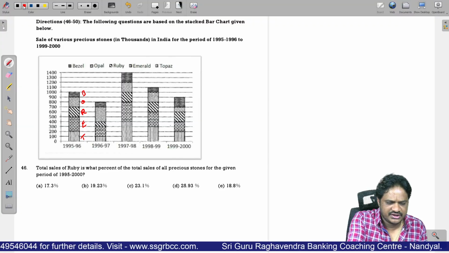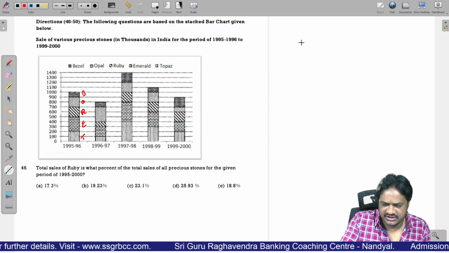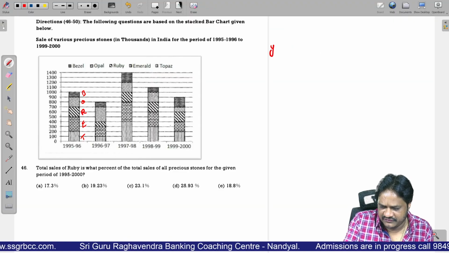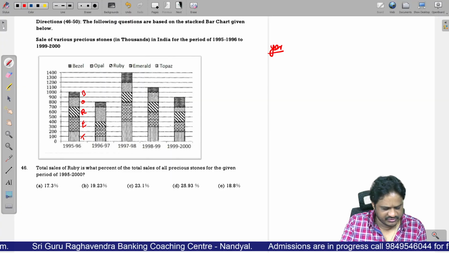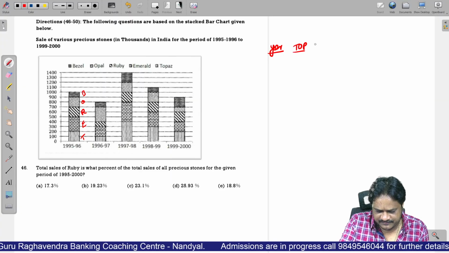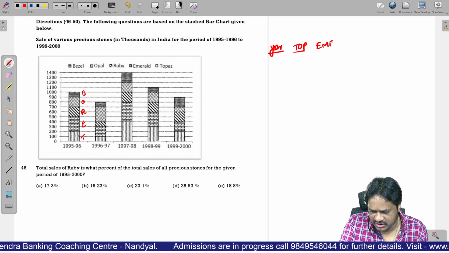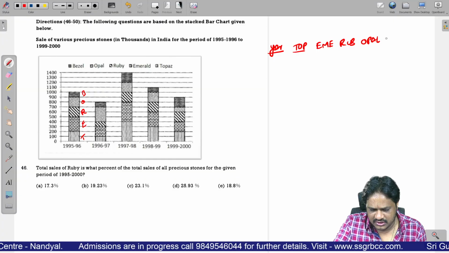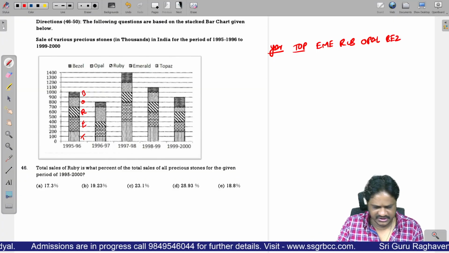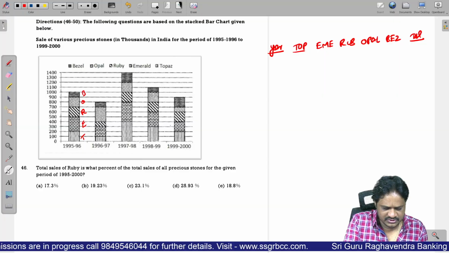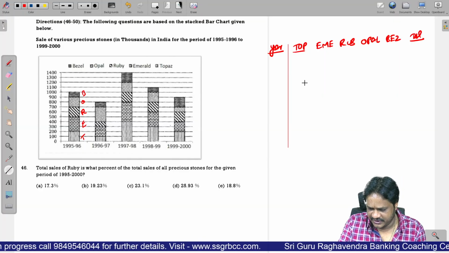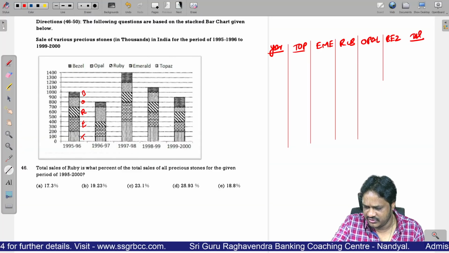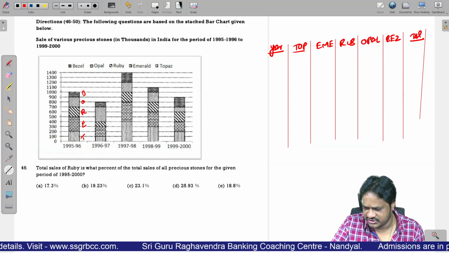So all of you draw one table. Let us draw one table. The first column is the year. Next we have the stones: topaz, then emerald, then ruby, then opal, then basil. Also we have to take the total.